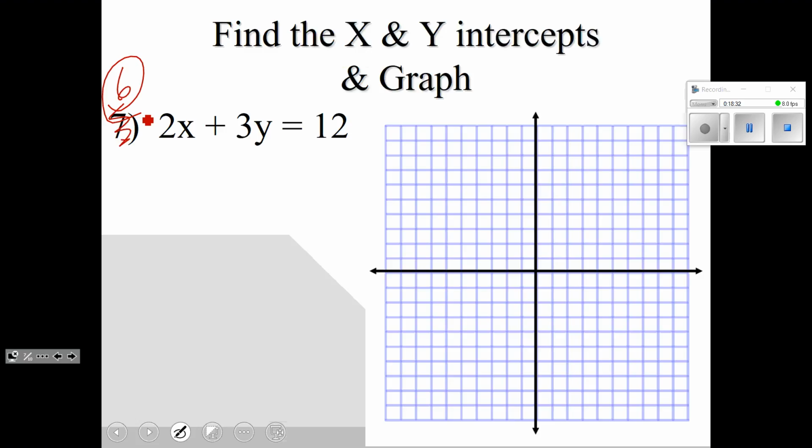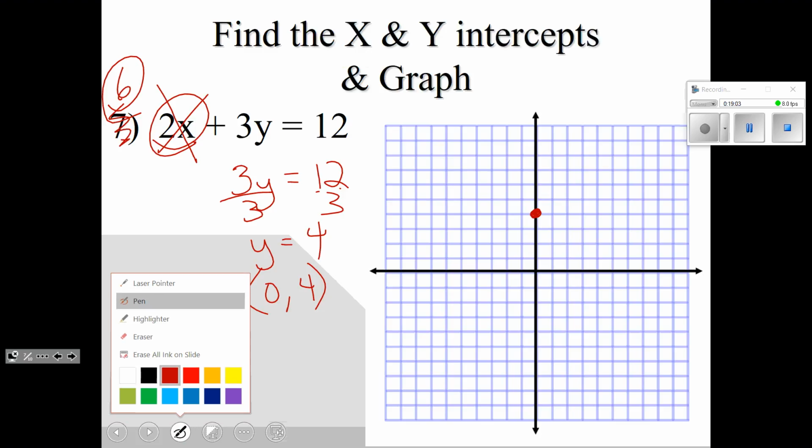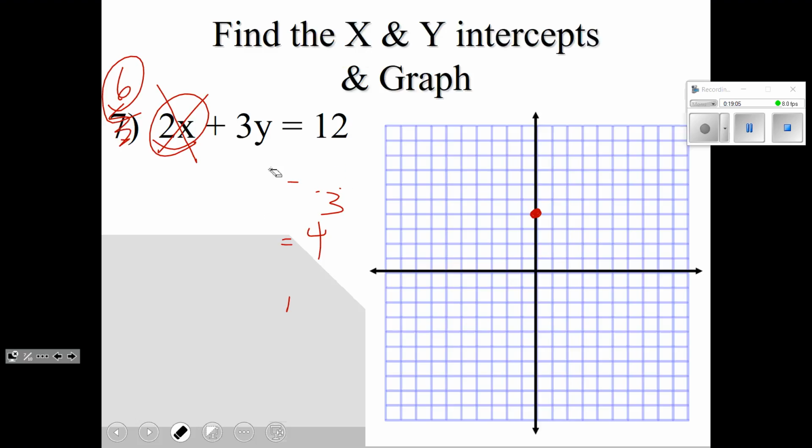If I plug in 0 for x, what happens to this? Poof! What are you left with? 3y equals 12. So we divide by 3, so what's y? 4. So what's the point there? What did I plug in for x? 0, 4. So let's plot that point. 0 up 4. If y is 4, okay, the y-intercept is 4. Okay, now let's reverse it. Let's plug in 0 for the y.